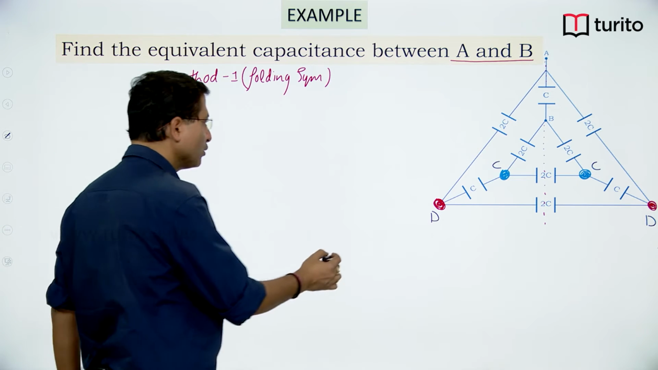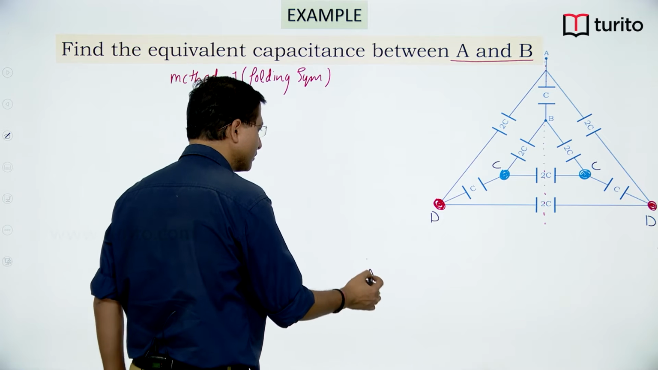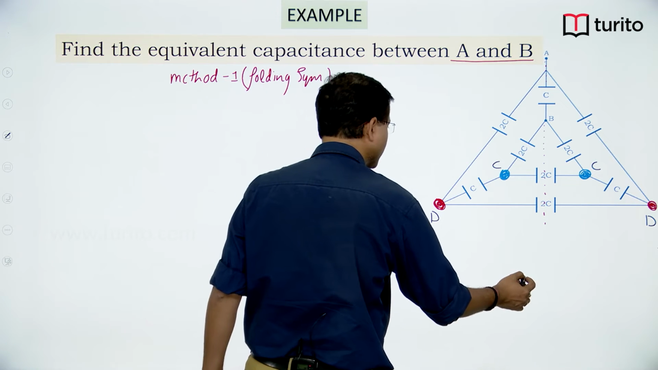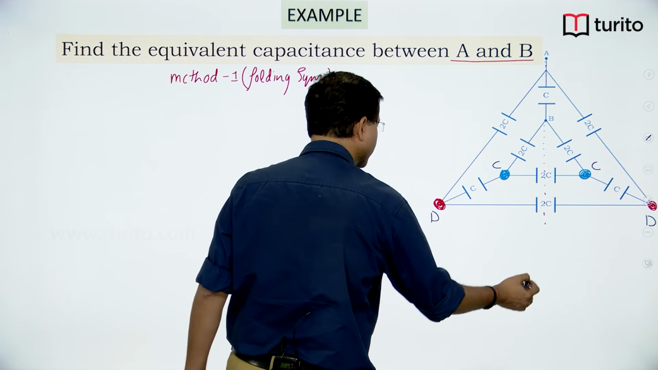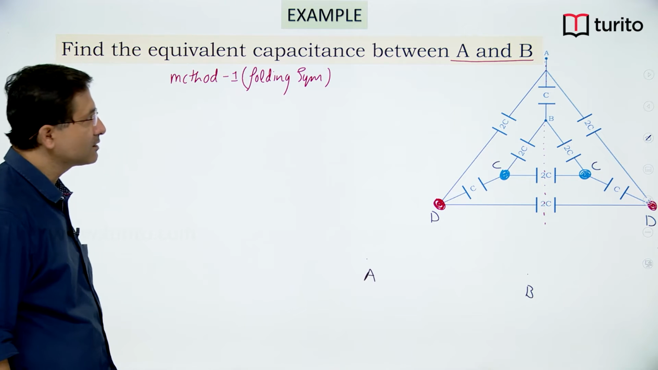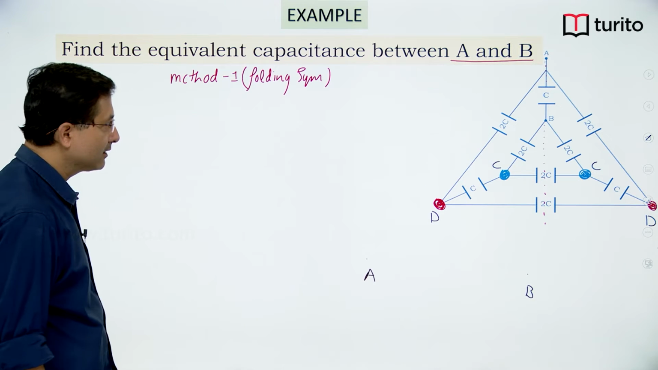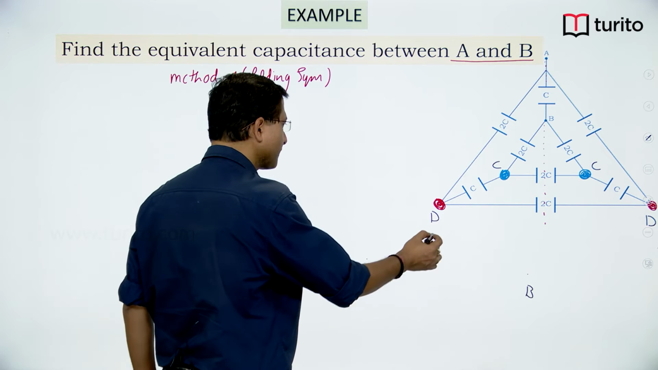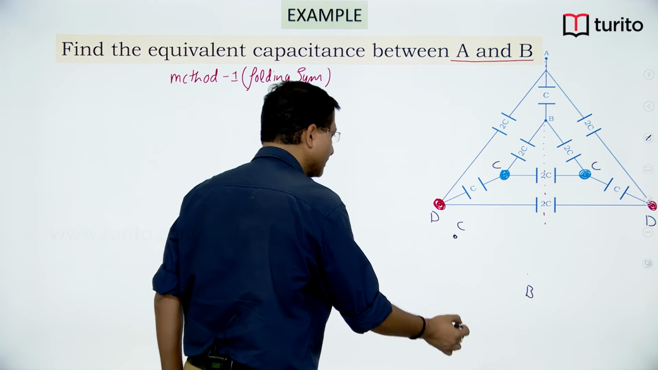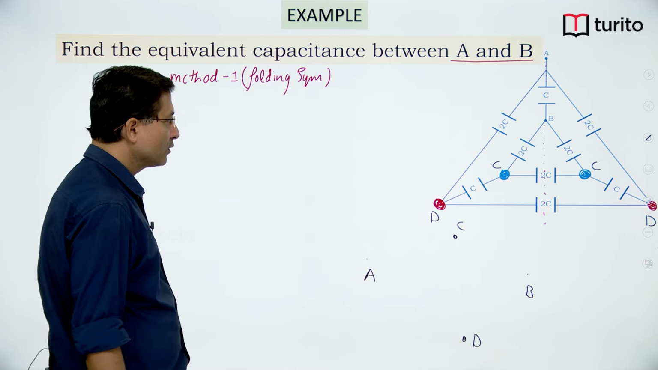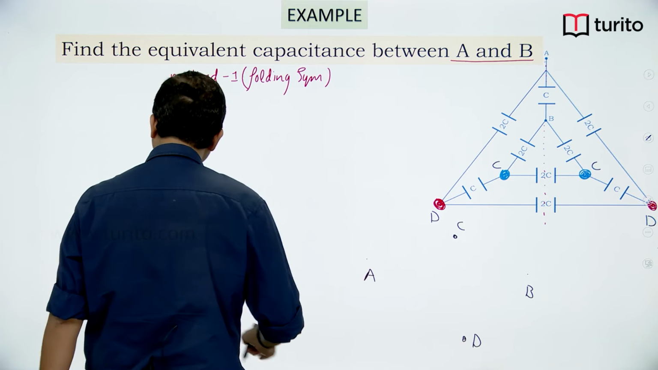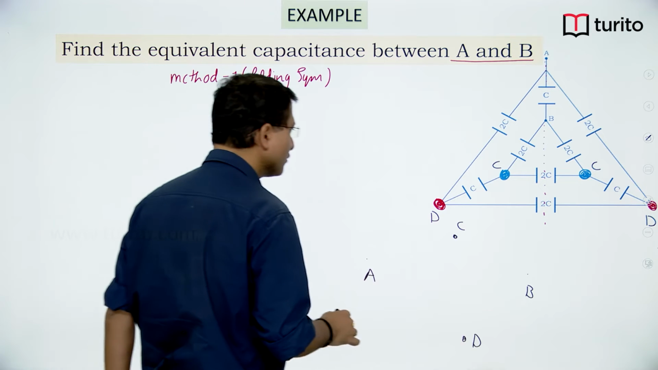So A to B through C and D, right? Through C and D. So C and D. So I think it will take more space.